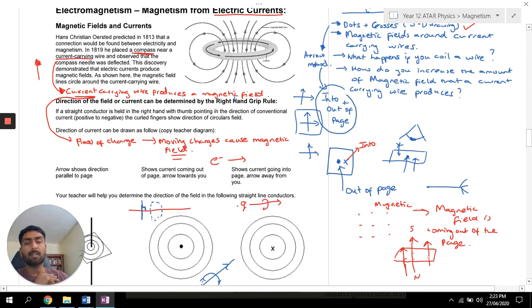Now this charge, let's say it's a proton or a positive charge, if this is the way it's moving, then this is conventional current. And so I can use my right hand grip rule to say that it's a positive charge moving this way, and so the field would be clockwise. If I did draw that arrow like I've drawn it, I would be correct.